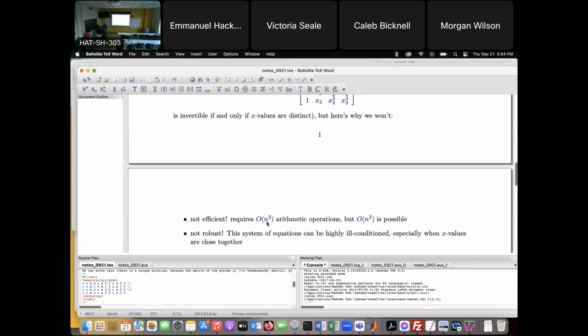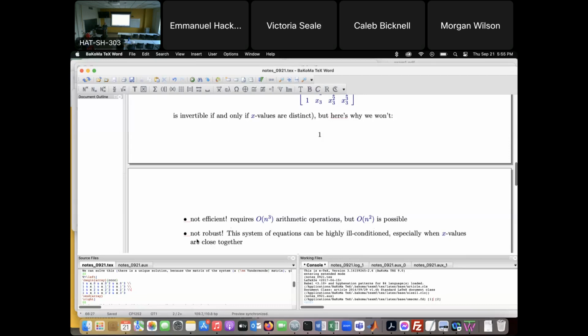Now, there are a lot of algorithms, ones we'll see later on, that require this much work. However, what we'll see later in this chapter is that it's possible to compute the coefficients of a polynomial in order n squared operations. So if we can reduce the amount of work needed by a whole order of magnitude, then why not? That's one problem. It's slow.